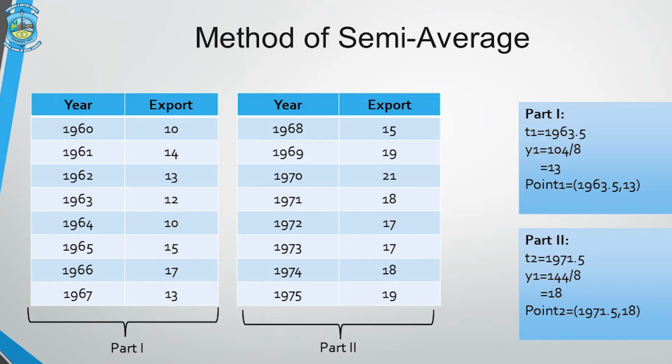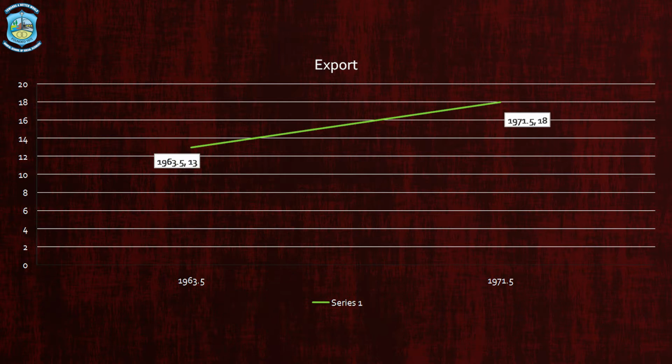We are now going to plot this point as point 1. In part 2, we have T2 as 1971.5, which is the mid-year, and Y2 as 144 by 8, which is equal to 18. This becomes our point 2, that is 1971.5 and 18. Let us now plot these points, and as you can see, it shows an upward trend.